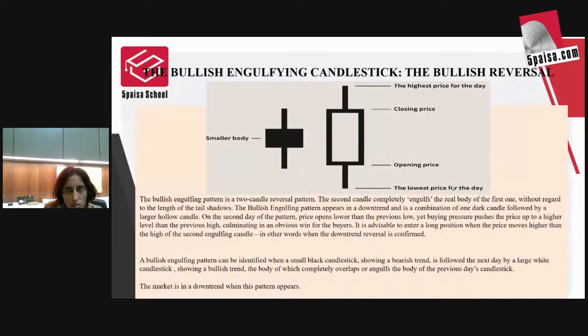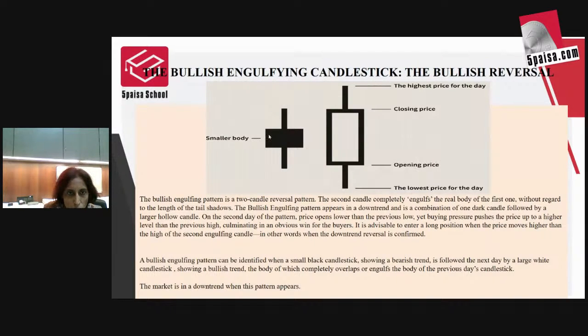Look at the lowest price for the day. Look at the highest price of the day. Look at the previous day's lowest price. Look at this day's lowest price. Look at the previous day's higher price. Look at the current day's highest price. Look at its closing price.